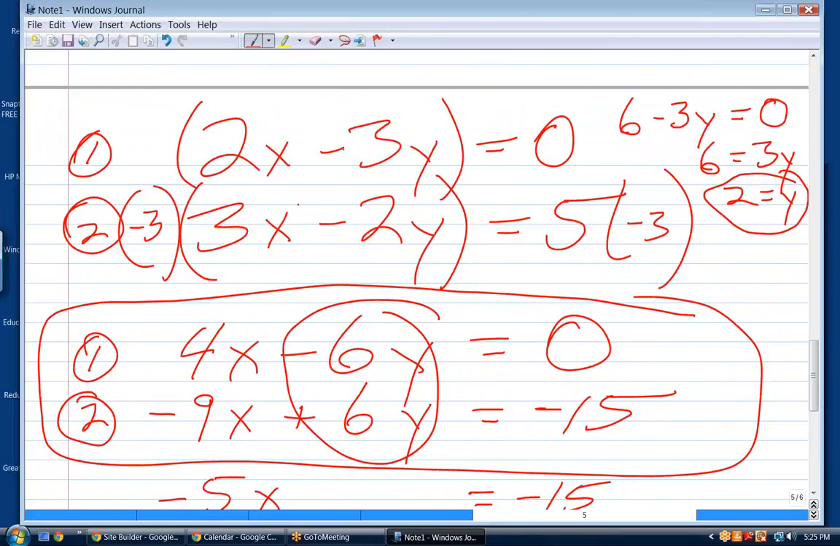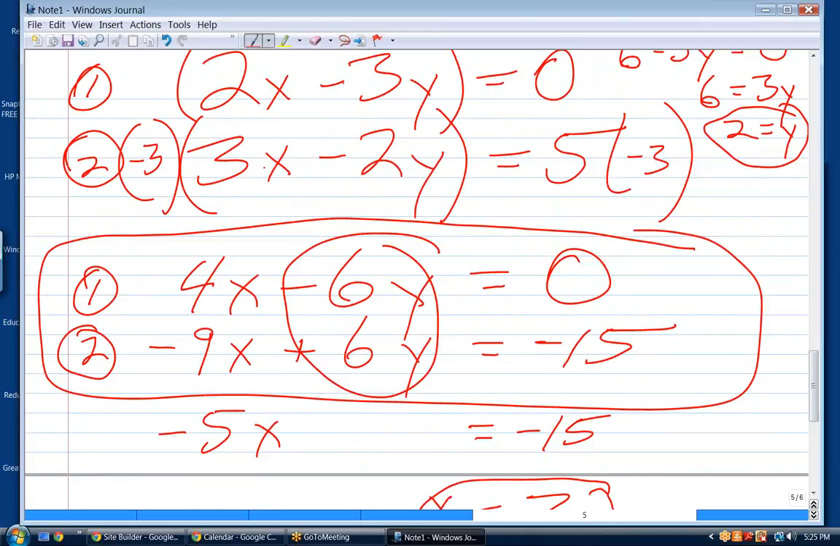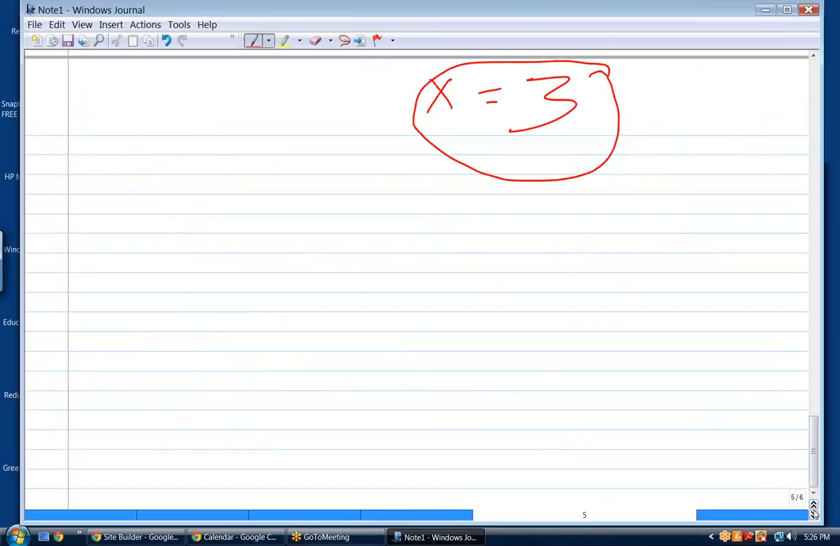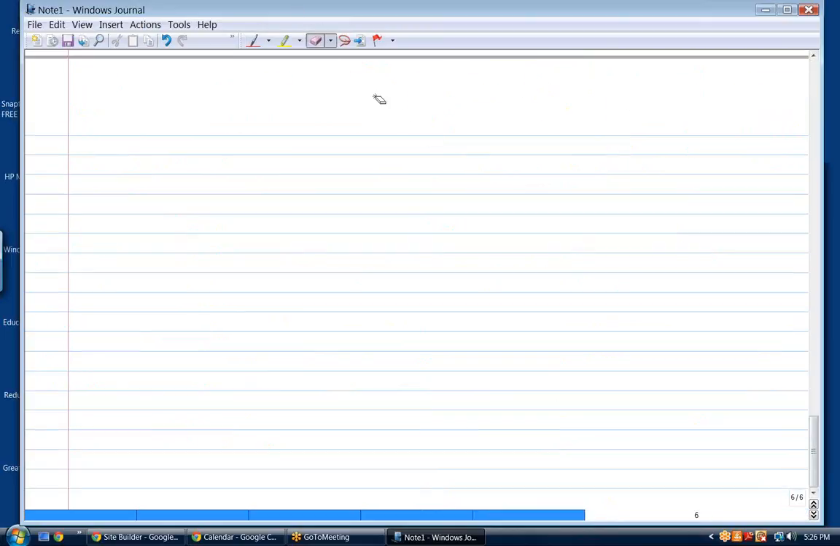And if you were to check those solutions, both of these would be true. Notice that if x equals 3, we get 6 minus 6 equals 0. And in this one, x is equal to 3, so this one becomes 9 minus 4 equals 5, which is also true. You don't always have to check your solutions, but it's good to know that when you do, they are correct.